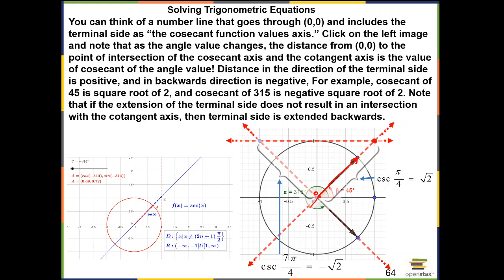And now you see, you can think of a cosecant axis and secant axis as a number line that goes through the terminal side. So this axis that actually turns with the angle itself is both the cosecant and secant axis. The distance from here to the point of intersection of cotangent and this axis is cosecant. And if you put the tangent axis here, then the distance from here to the point where it intersects the tangent axis is the secant of that angle.